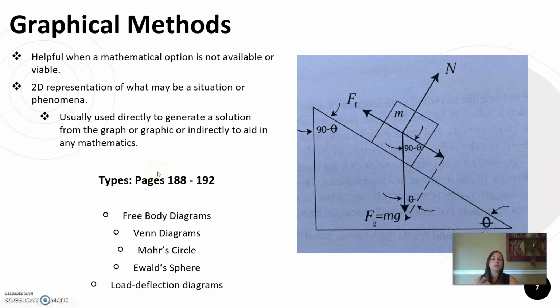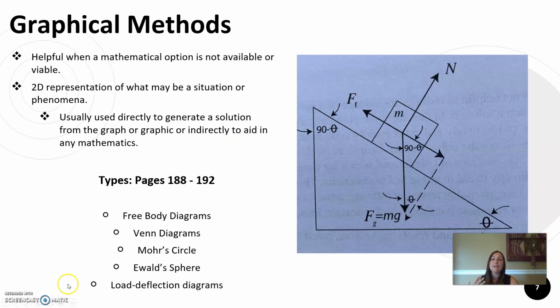Now, they also are usually used directly to generate a solution. Like I said, this free body diagram is going to help form the F net, or the sum of all the forces acting on the object. So this will form the equation where we're going to generate that solution from the graph, either graphically or indirectly, to aid in the mathematics. So we see that with Newton's second law.